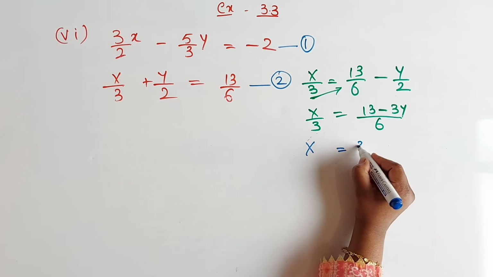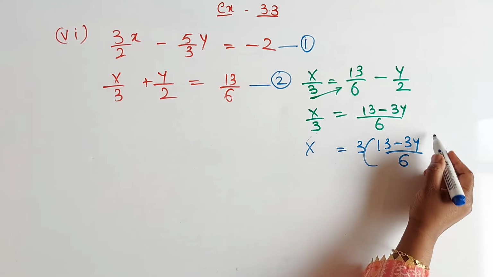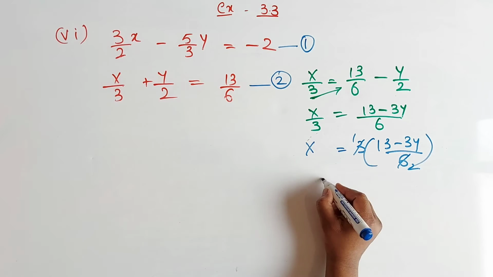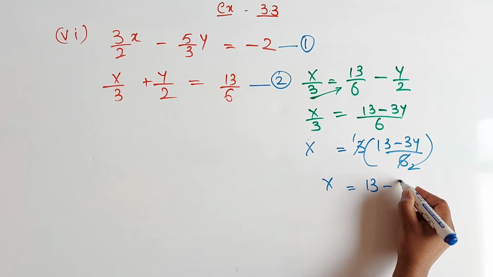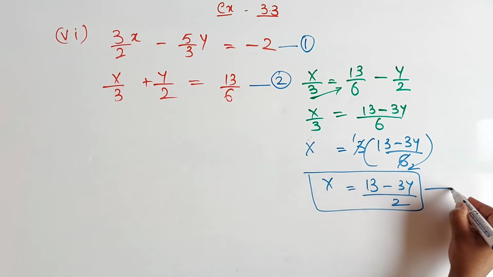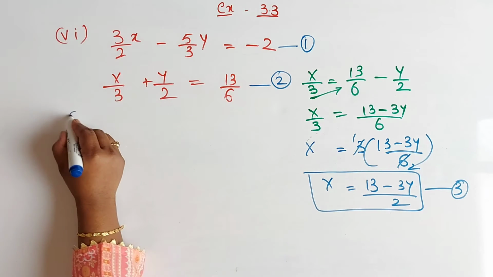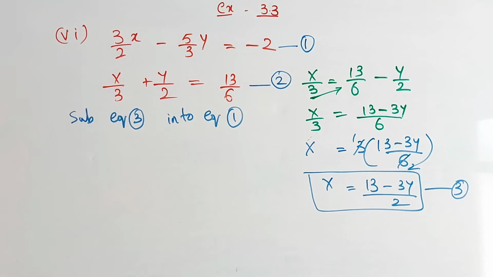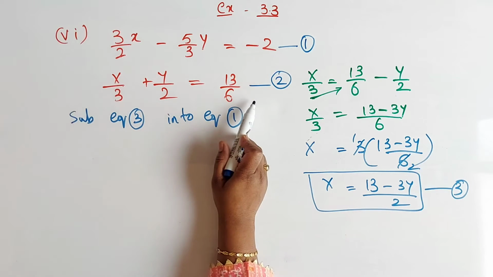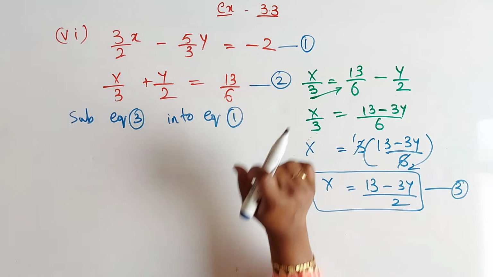Therefore x equal to 3 into 13 minus 3y by 6. Here 3 ones are, 3 twos are. So this x value is 13 minus 3y divided by 2. Now this is equation 3. Substitute this equation 3 to equation 1. You can take any equation children as your convenience. Here I took second equation and I changed it like this and I am substituting in first equation.